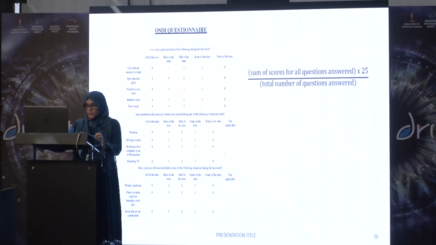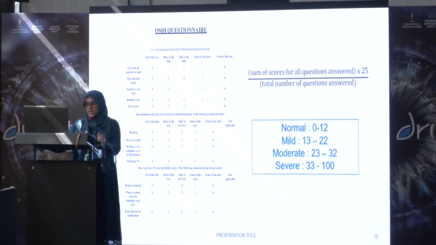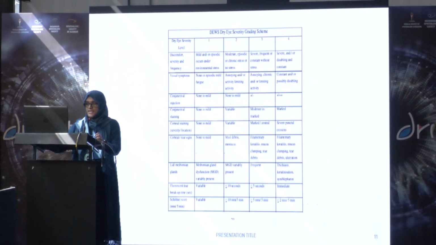This is the OSDI questionnaire, which was developed by Allergan. Three components are measured, including ocular discomfort, function, and environmental triggers, within a 1 week recall period. The scores obtained were then converted using the formula shown, and based on the result, they were graded as normal 0 to 12, mild 13 to 22, moderate 23 to 32, and severe 33 to 100. This is the DEWS dry eye severity grading scheme developed by the International Dry Eye Workshop in 2007.